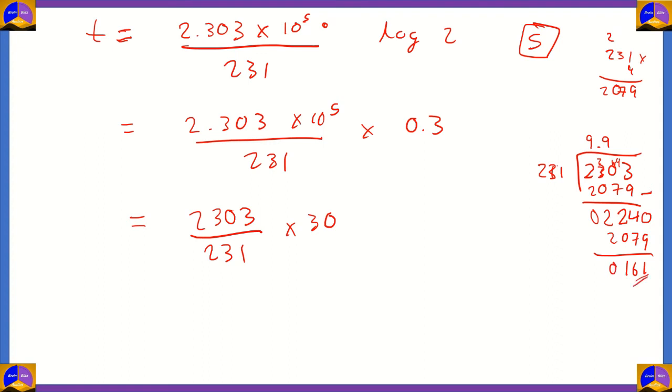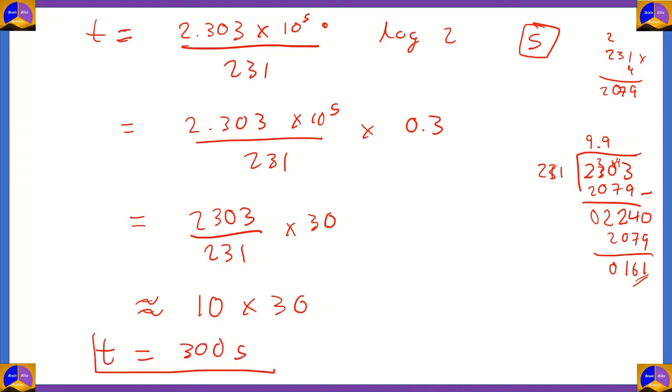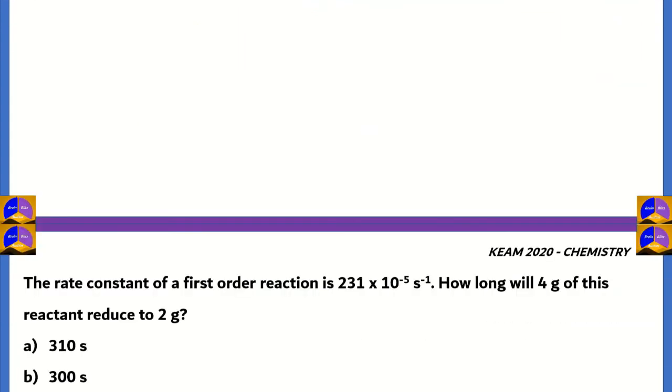Now, this is approximate, so we have 9.9-something as the answer, times 30. So what we can do is approximate 9.9 to 10. So now we have 10 times 30 as the time taken. So therefore 300 seconds is the correct amount of time that is required to convert 4 kg of a substance to 2 kg under the given rate constant.